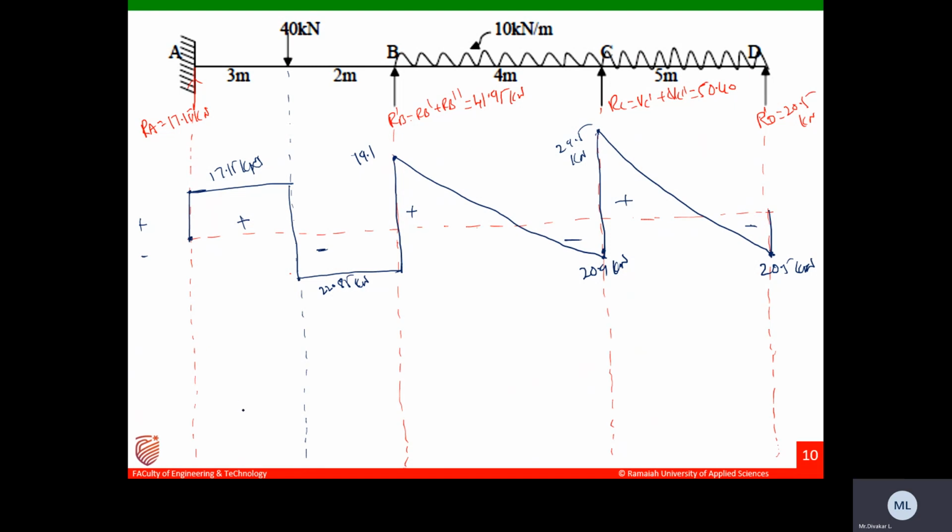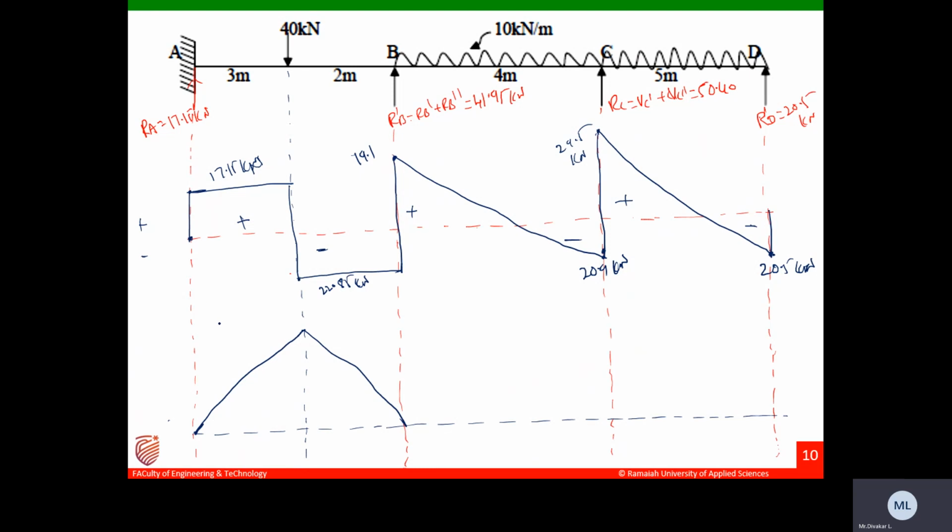Now let us draw the BMD. Let us draw on a dotted line. Here it is subjected to a point load of 40 kilonewtons, unsymmetrical loading. So what is the variation? While drawing SFD and BMD, first let us draw the bending moment diagram due to loading. This is subjected to a point load, so it is like this.